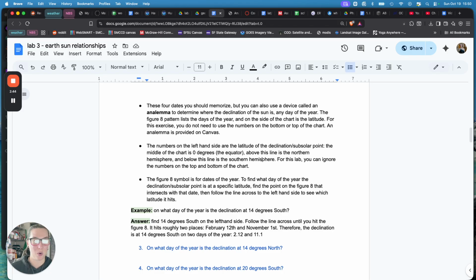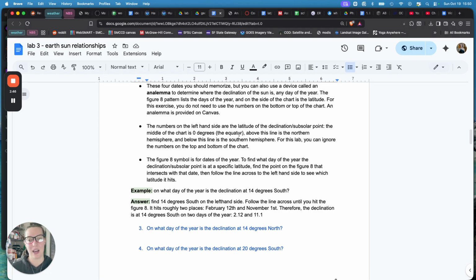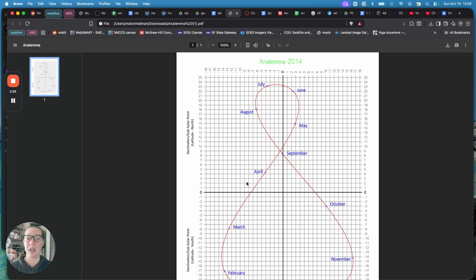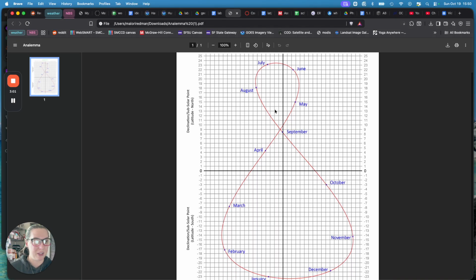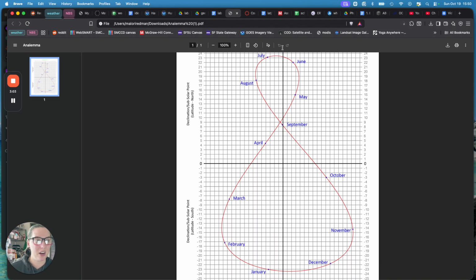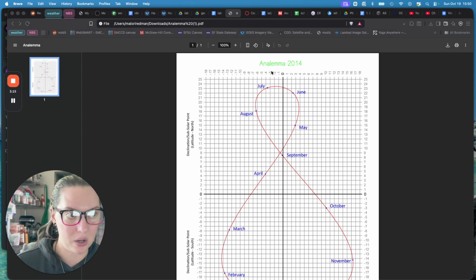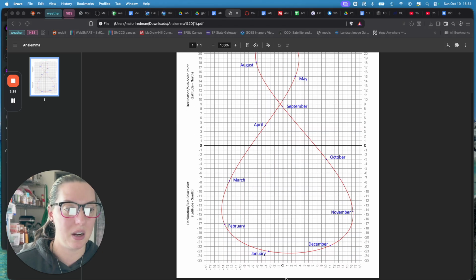And then now we're going to utilize this thing called an analemma. So I'm going to post this PDF on our Canvas page so you can find it underneath the lab. But basically what we have here is a sort of figure 8-like structure where we see a red line here and some months are indicated in these blue dots. We're going to ignore the numbers on the top and on the bottom.